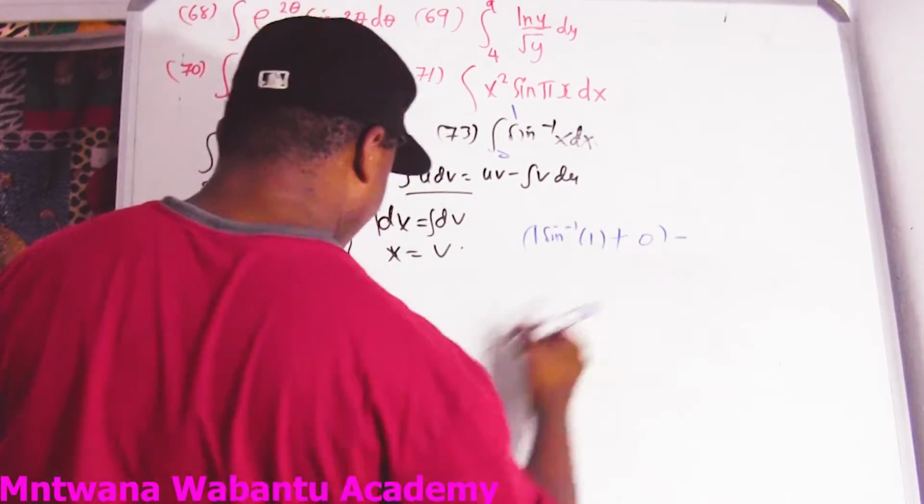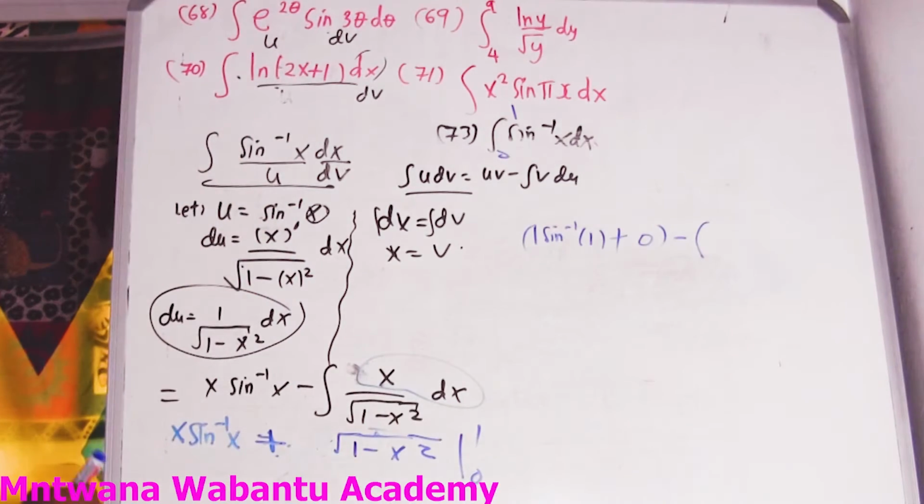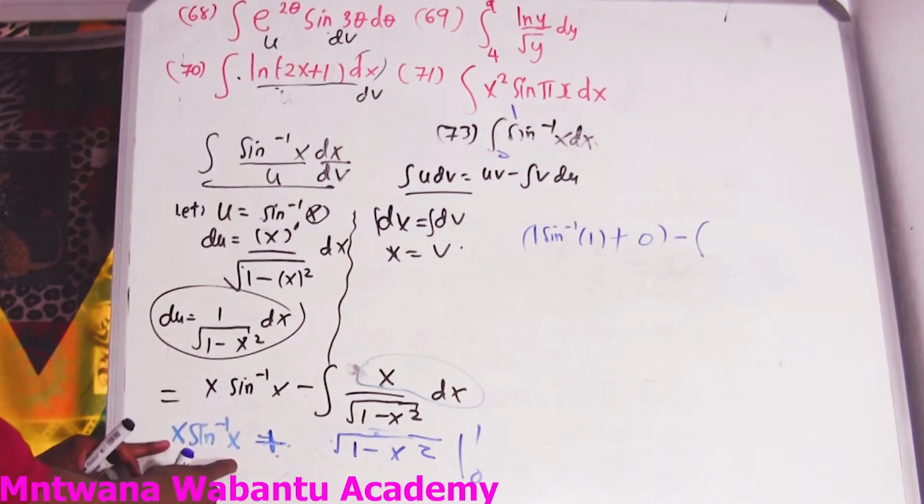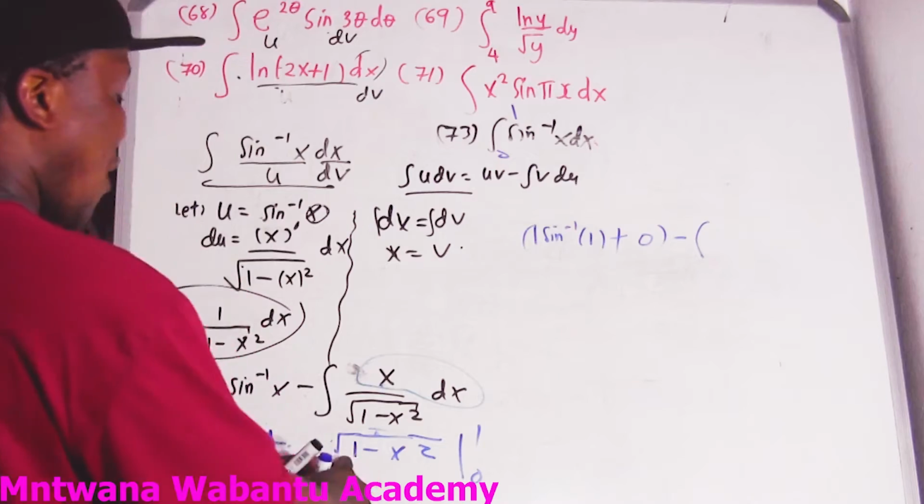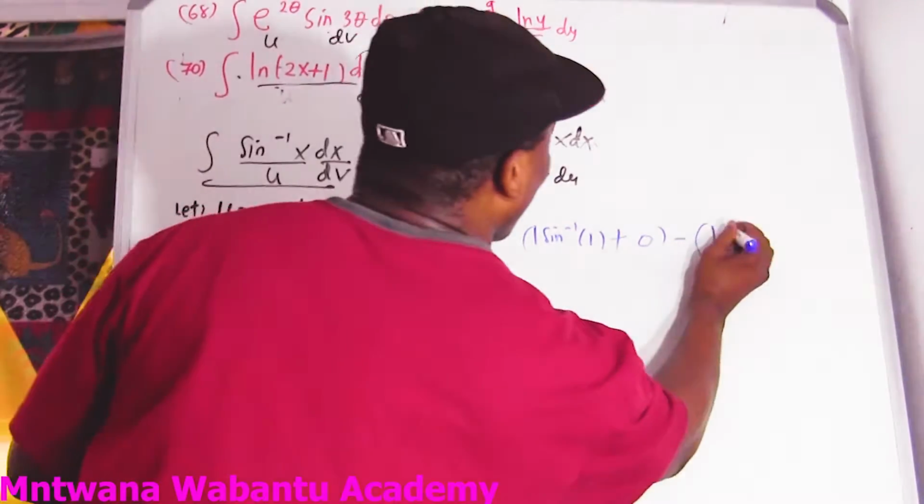Okay, so this is the upper limit, minus the lower limit. Lower limit takes 0. So substitute 0, 0 times anything equal to 0. Plus 1 minus 0, 1, square root of 1 equal to 1. So all this has to give us 1.